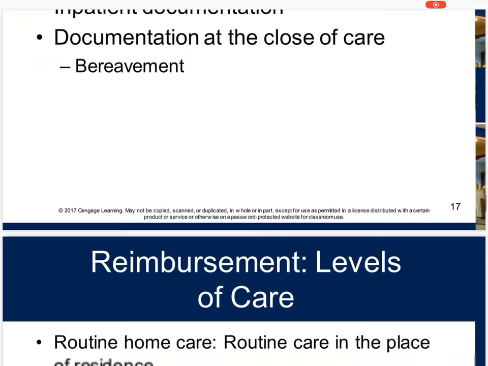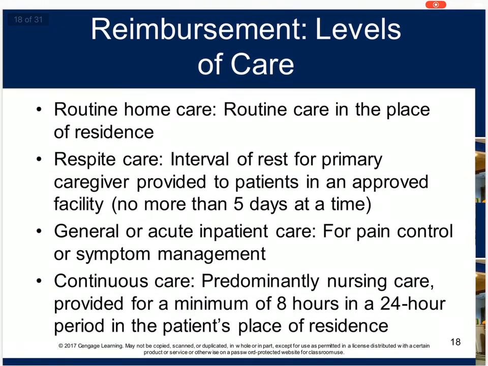All right, so when we're moving into reimbursement, we're talking about the different levels of care. And so we have our routine home care, we have respite care, and we have our general and acute inpatient care, which we talked about just a minute ago. And then we have continuous care. So let's break these four down.